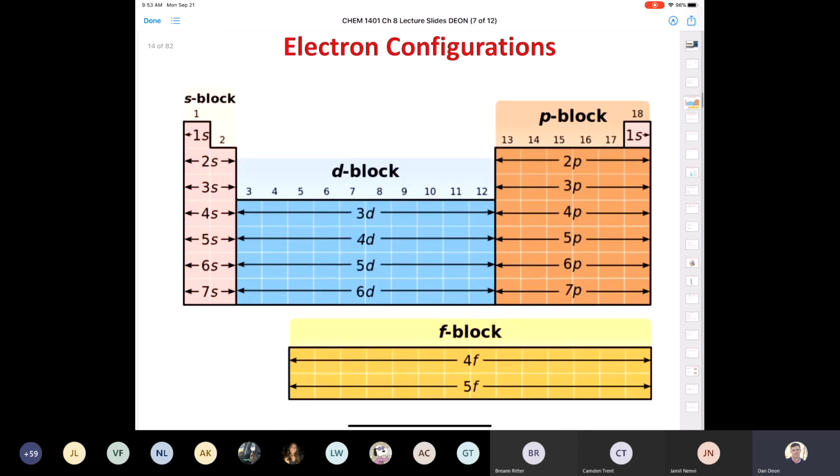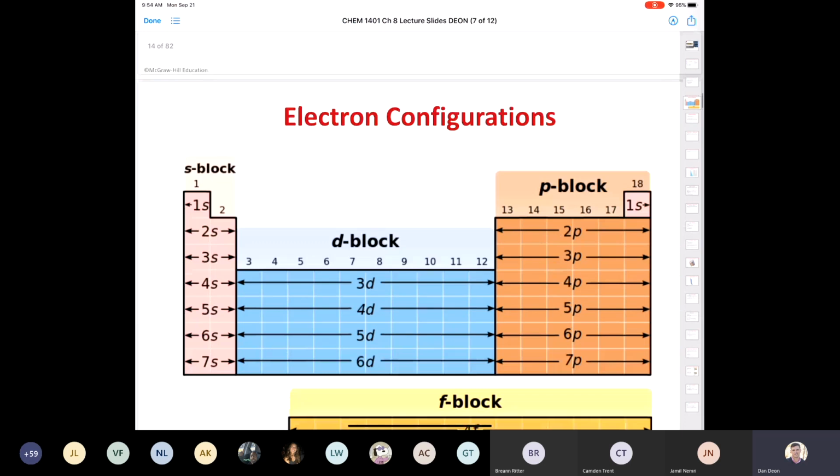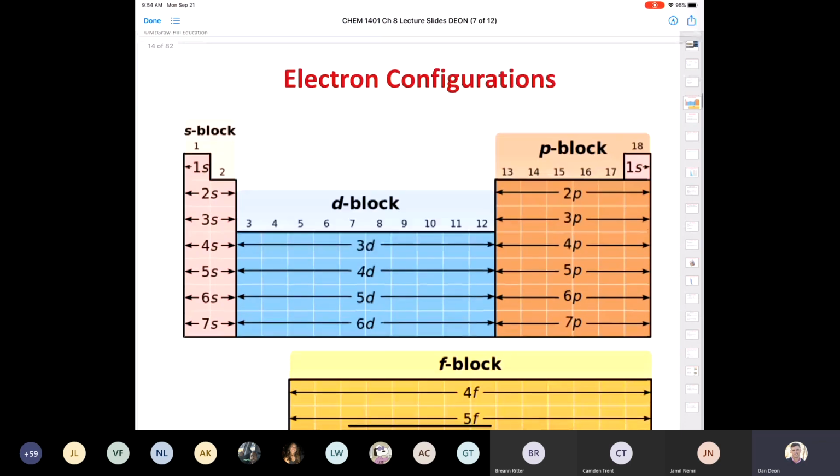So again, I know I keep coming back to this slide. Why? Because it's important. We're going to actually use this moving forward in this class. So I'm going to try to keep track of where this is here. All right, well, let's move on to the next slide.